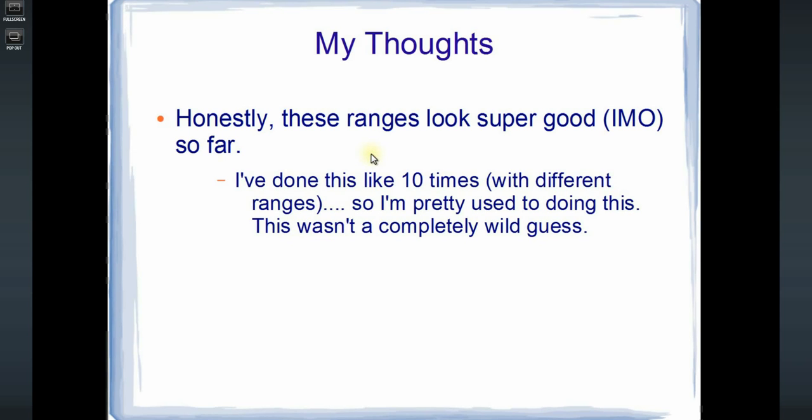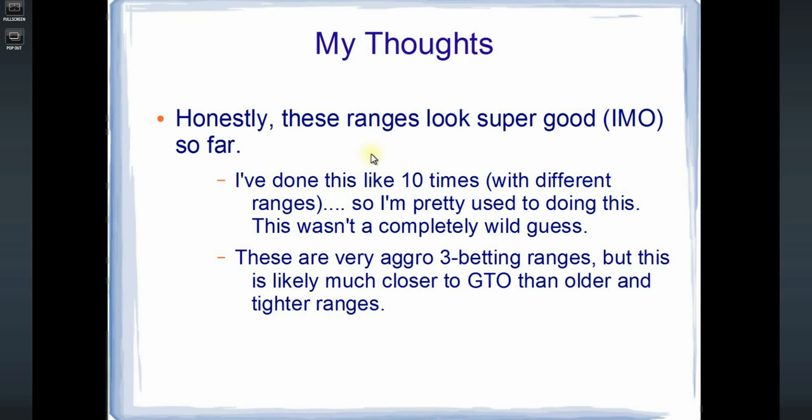I have done this like 10 times with different ranges, as I mentioned earlier, so I'm pretty used to doing this. This was nowhere near a wild guess for what I thought would be correct given a 2.5 cutoff open. And these are very aggro 3-betting ranges, but this is likely much closer to game theoretically optimal than older and tighter ranges. So don't do this, but if you were to watch my videos from my Stox Poker days, which were I think 4 years ago, I'm probably using way, way worse ranges than we just made right now. They were probably way tighter and they're just not nearly as good.